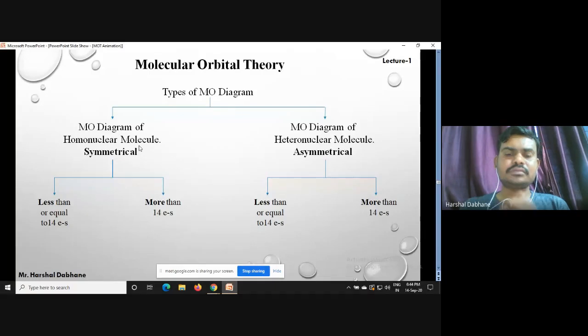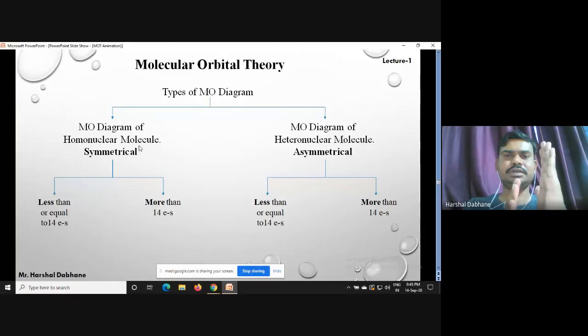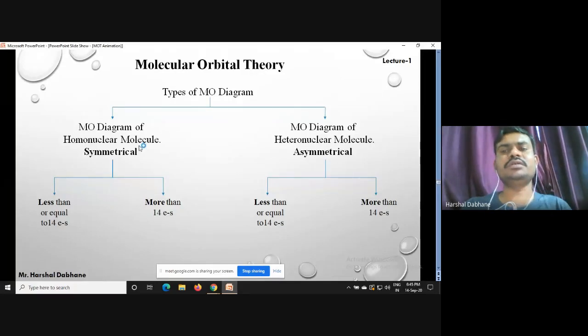Whenever we have a homonuclear molecule, their molecular orbital diagram must be similar, or you can say symmetrical. When we talk about the heteronuclear molecule, examples are NO and CO. In this case the diagram is unsymmetrical, meaning the position of the bonding and anti-bonding is not like this; their position is zigzag. I will show you when we discuss the molecular orbital diagram of the heteronuclear molecule.